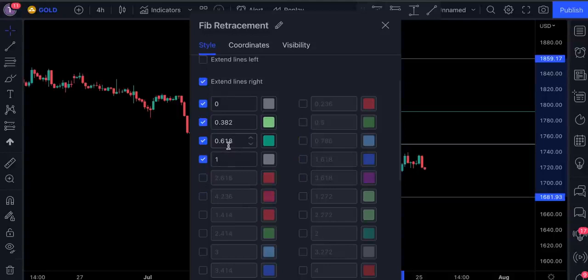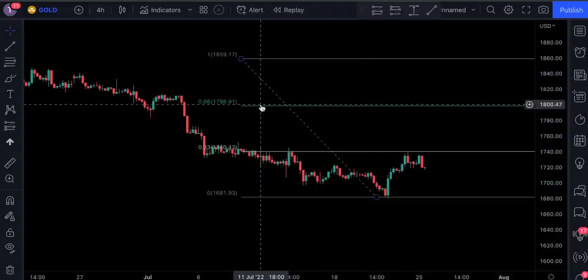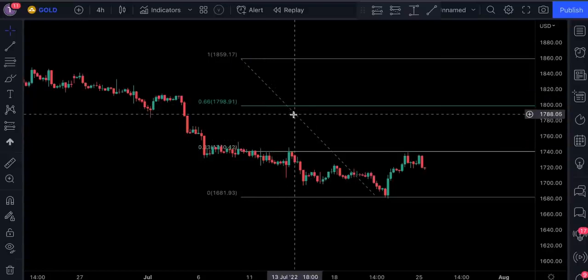And now we need to change these two levels. So first, let's change this 0.382 level to 0.33. And the next level is going to be set at 0.66. Okay, now we have all the levels we need and the strategy is complete. So let's get into the trading rules.